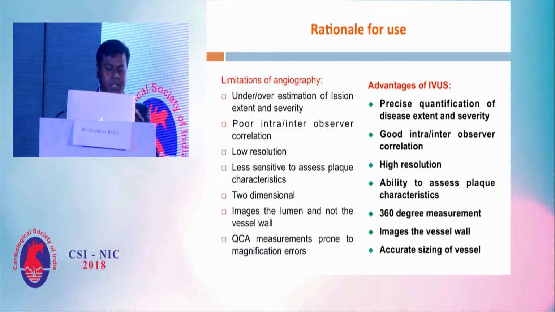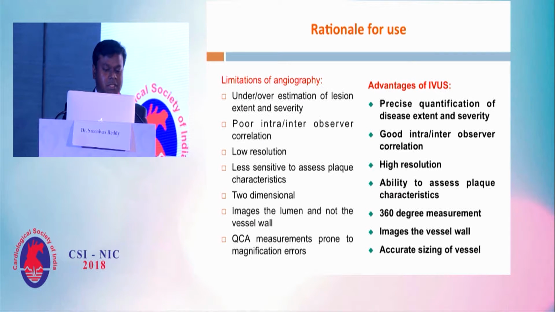You have multiple limitations of conventional angiography. You either underestimate or overestimate the lesion, there is poor inter-observer variability, low resolution, and it is less sensitive to assess plaque burden. It's a two-dimensional structure, it images the lumen and not the vessel wall, and QCA measurements are prone to magnification errors.